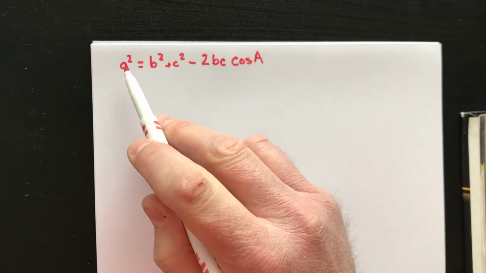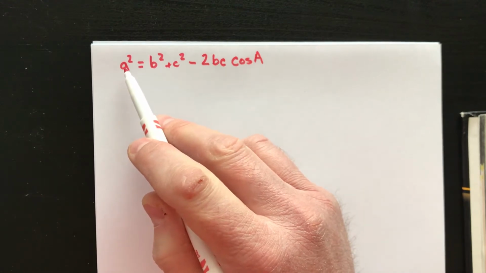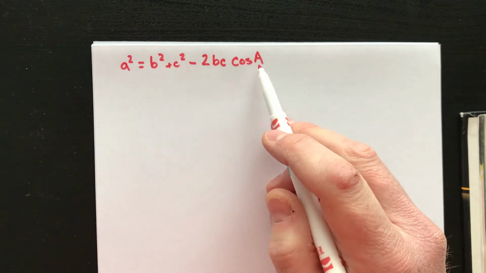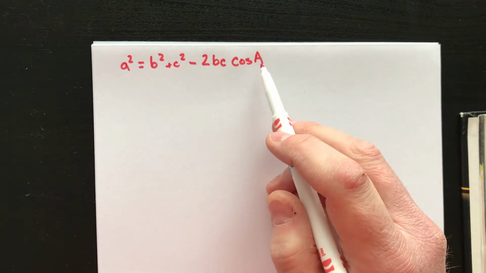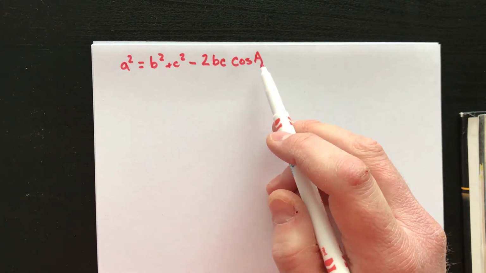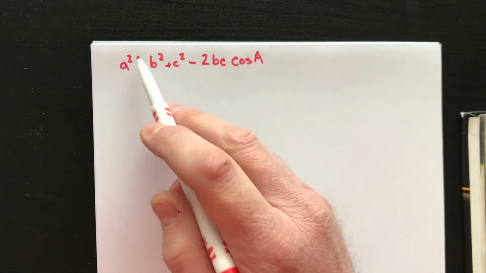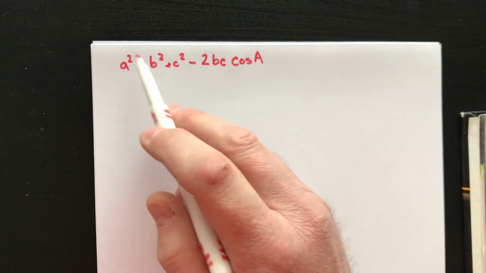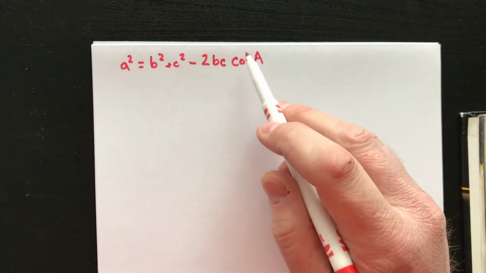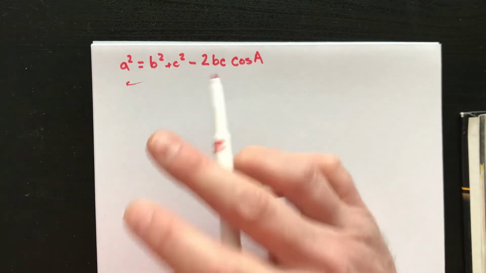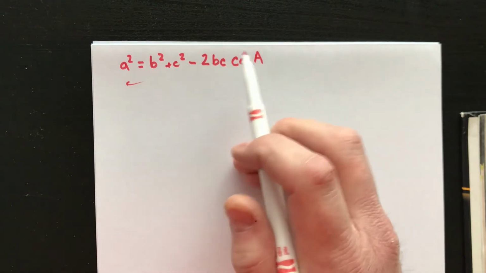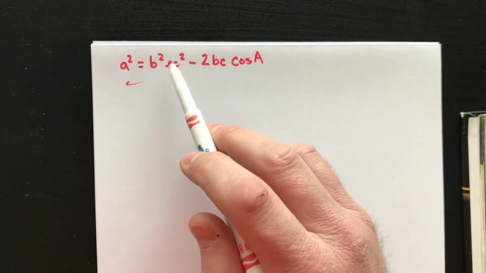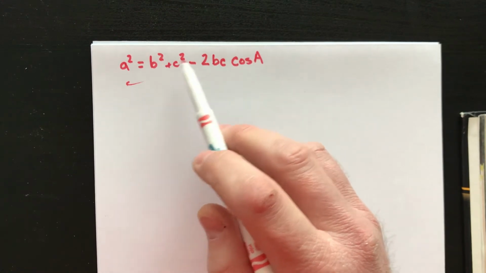Notice, this side on the far left matches up with the angle on the far right. That always has to happen. So if we're searching for a side length, that's going to go here. If we're searching for the angle, it's going to go here. These are opposite angle and sides in a triangle. And then you fill in the rest with the other two side lengths.